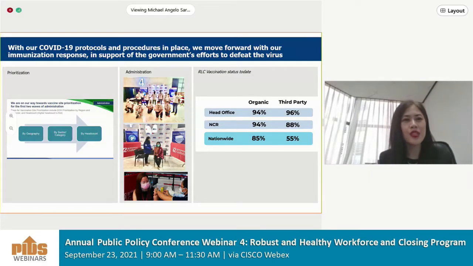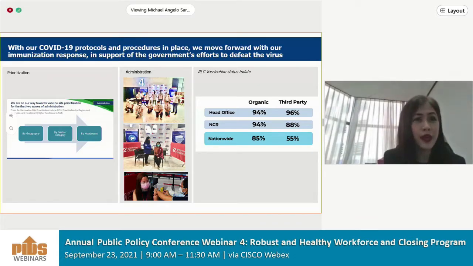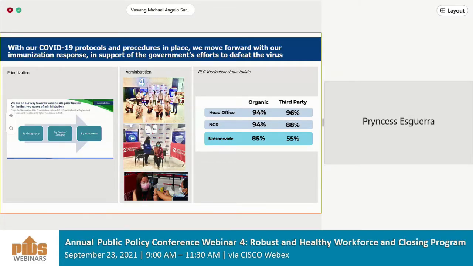First and foremost, of course, our response would be to vaccinate our employees, our third parties, as well as their families. With our COVID-19 protocols and procedures in place, we move forward with our immunization response in support of the government's efforts to defeat the virus. And in our prioritization, we use the DOH prioritization based on geography, based on essential sectors and category, and based on headcount, with Metro Manila NCR, South Luzon, Central Luzon, and Central Visayas as COVID hotspots.